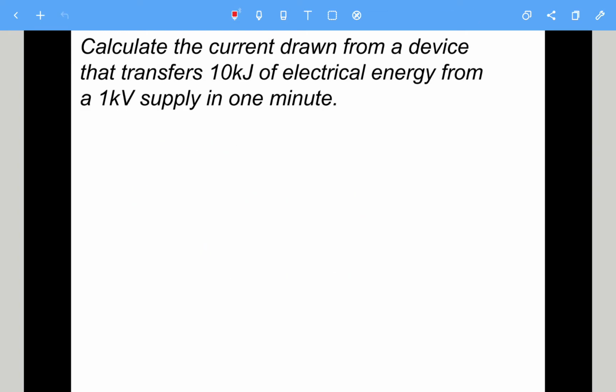Let's try a different one. So this one's a little more complicated. If you want to pause and have a go. Calculate the current drawn from a device that transfers 10 kilojoules of electrical energy from a 1 kilowatt supply in 1 minute. So the equation is E equals ITV.